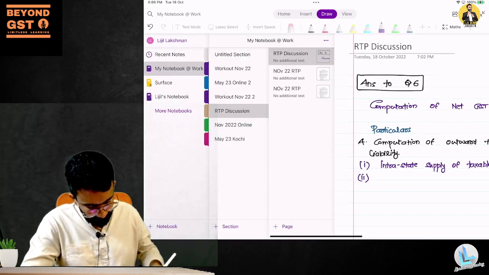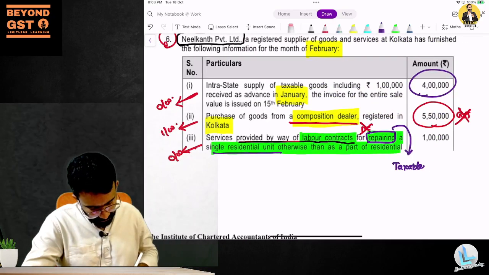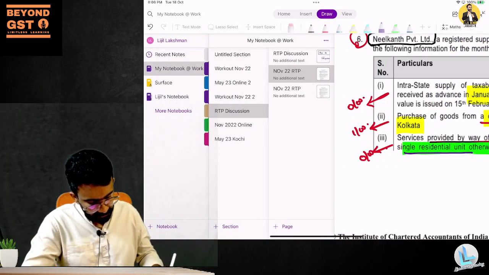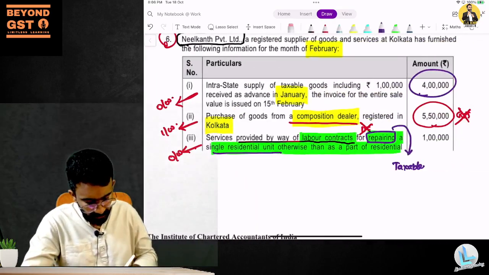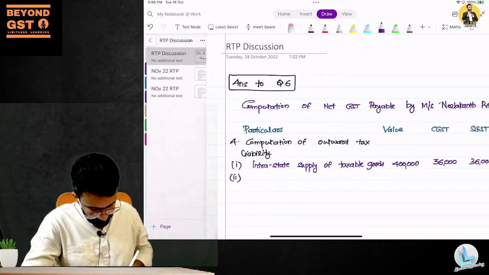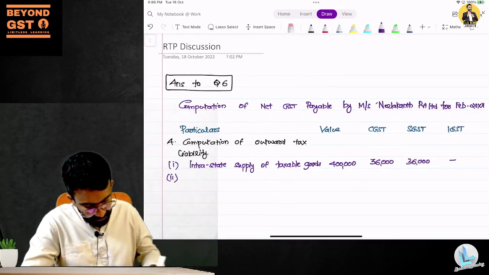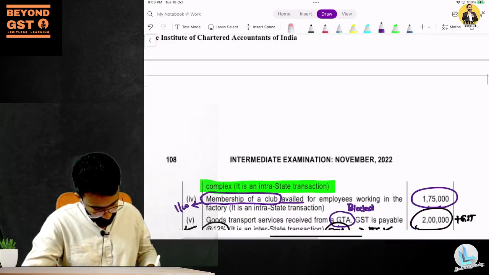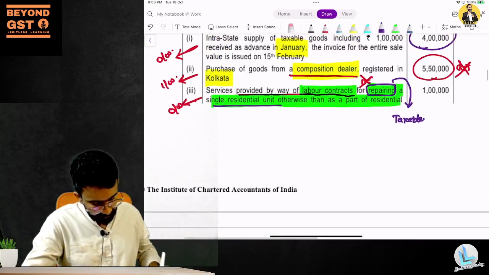Second one. What is the next outward supply? Service by way of labor contract. Is it taxable? Yes. How much is the value? 1 lakh. Is it an intrastate supply or an interstate supply? It's an intrastate supply.